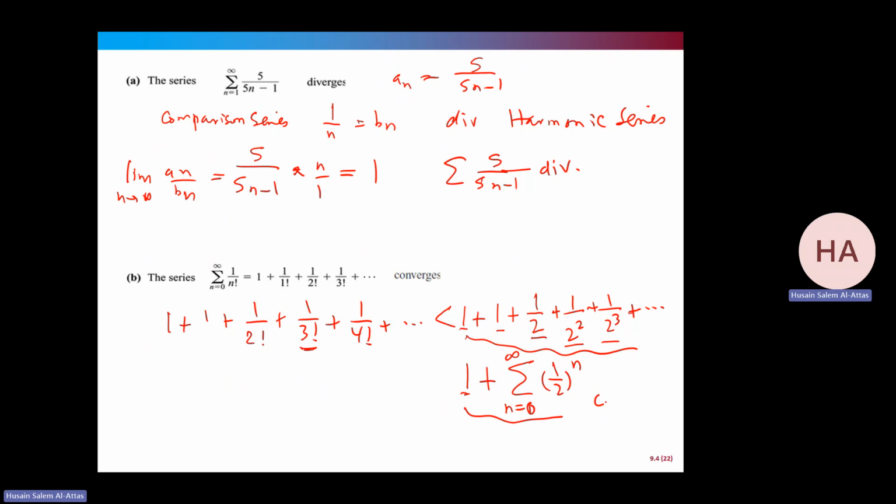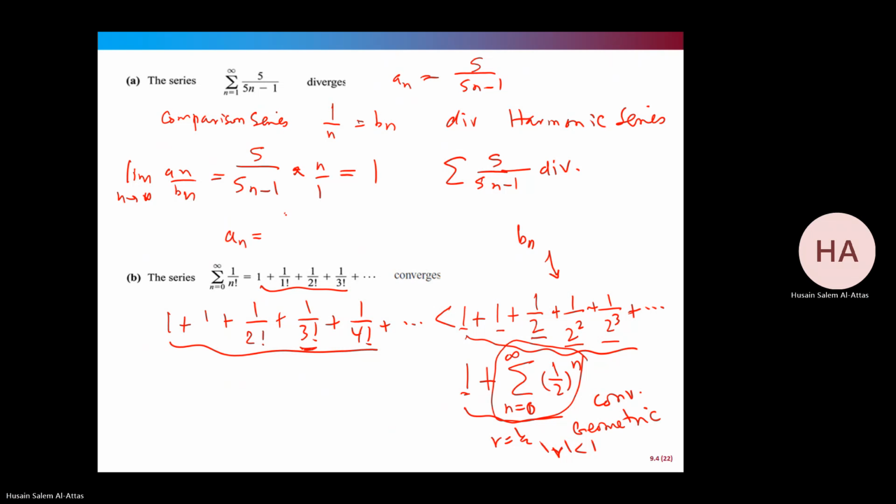And this one, I know it's convergent, because it's geometric with r equal half. So absolute value of r less than 1. This converges plus 1. So for sure it converges. So everything is converged. And this one is my bn. And this is my original sequence, an. An will be 1 over n factorial, and bn is 1 plus summation half to the power.